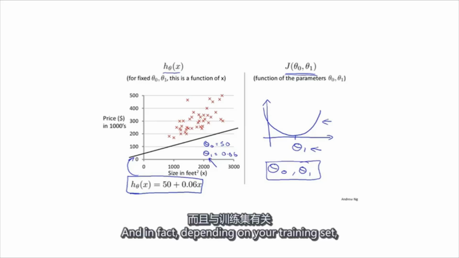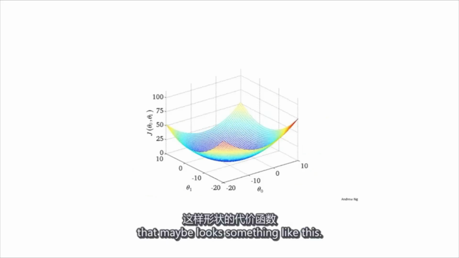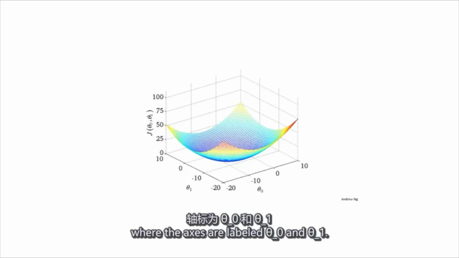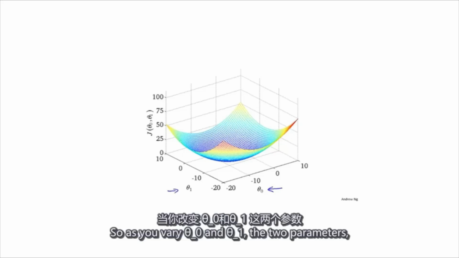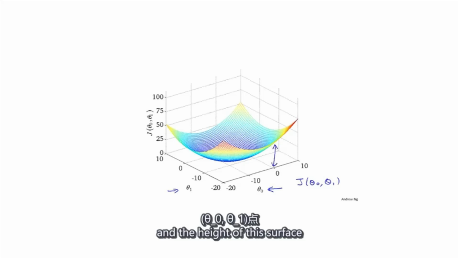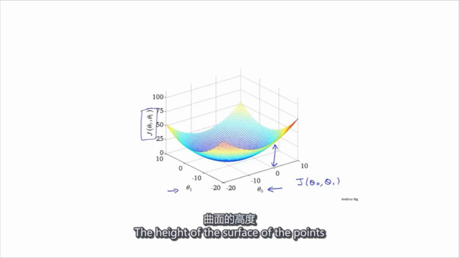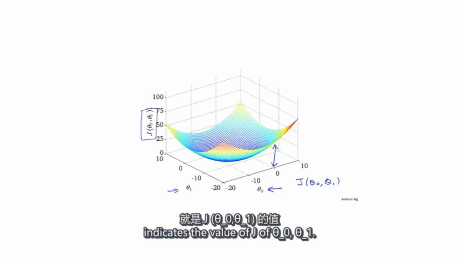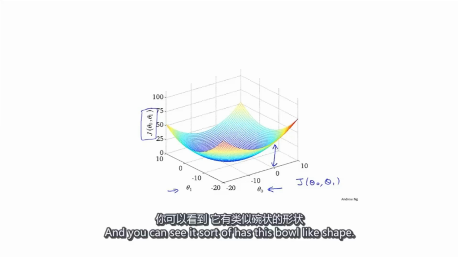In fact, depending on your training set, you might get a cost function that looks something like this. This is a 3D surface plot where the axes are labeled theta 0 and theta 1. As you vary theta 0 and theta 1, the two parameters, you get different values of the cost function J of theta 0 comma theta 1. The height of the surface above a particular point of theta 0, theta 1, that's the vertical axis, indicates the value of J of theta 0 comma theta 1. And you can see it has this bow-like shape.